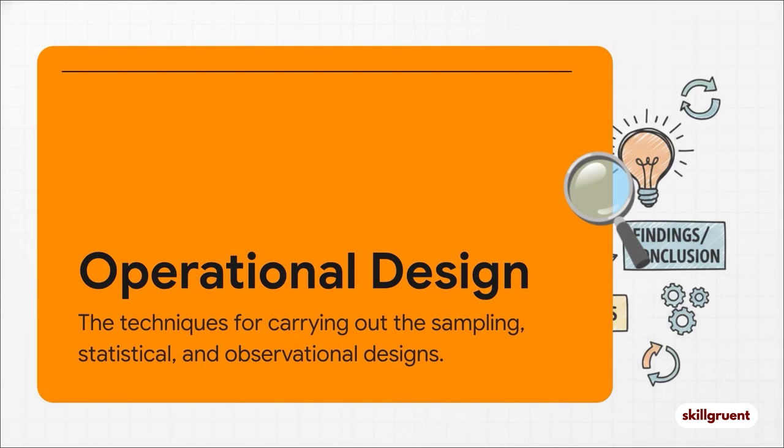And finally, there's the operational design. You should think of this as the logistical master plan. It's where all the other pieces, the sampling, the observation, the stats, all come together in the real world. This covers all the step-by-step procedures, the timeline, the budget, all the practical details that turn a bunch of plans into a real, functioning research project.